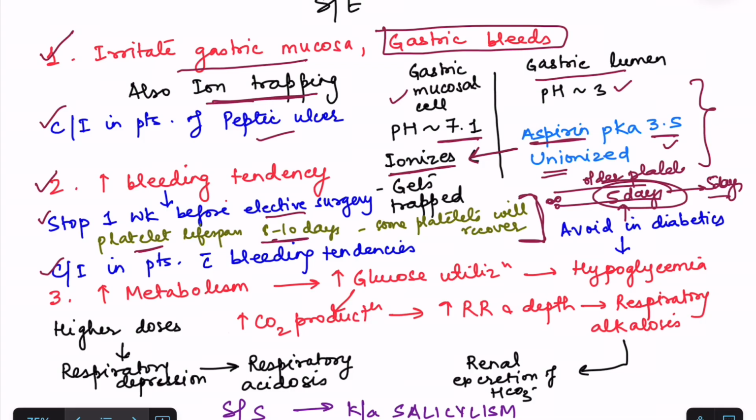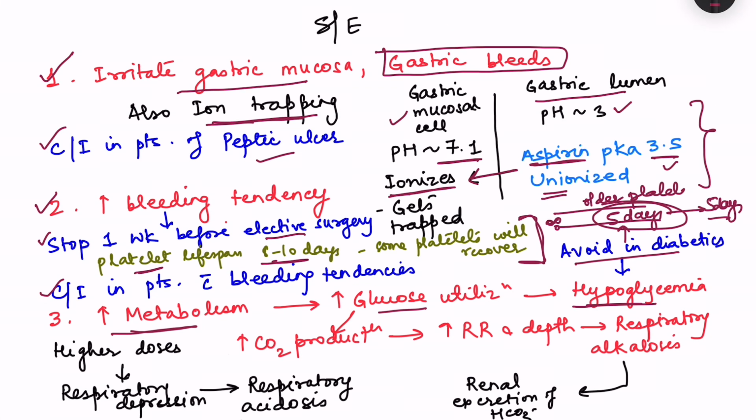Then a unique side effect of aspirin as compared to other NSAIDs is salicylism. What is that? See, aspirin actually increases the metabolism. Because of this, there is increase in glucose utilization. So this can lead to hypoglycemia. Okay, so we have to avoid it in diabetics because the development of hypoglycemia can become very unpredictable.